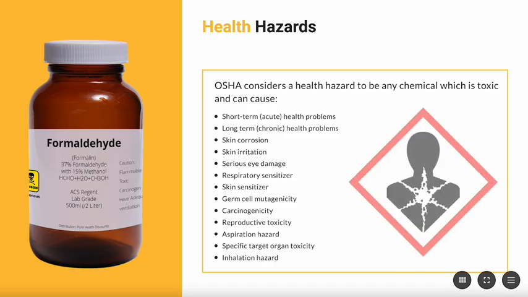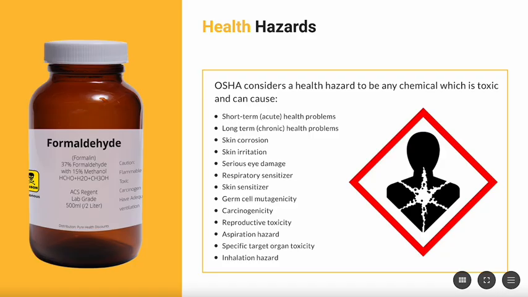OSHA, the Occupational Safety and Health Administration, considers a health hazard to be any chemical that has the potential to cause short-term, acute, or long-term, chronic, health problems, skin corrosion or irritation, serious eye damage, respiratory sensitization, skin sensitization, germ cell mutagenicity, carcinogenicity, reproductive toxicity, aspiration hazard, specific target organ toxicity, or inhalation hazard. It is important to handle and use chemicals safely to prevent accidents or incidents that could result in injury or illness. This includes wearing personal protective equipment, using proper ventilation, and following the manufacturer's instructions for handling and using the chemical.